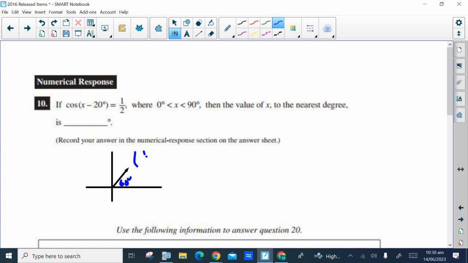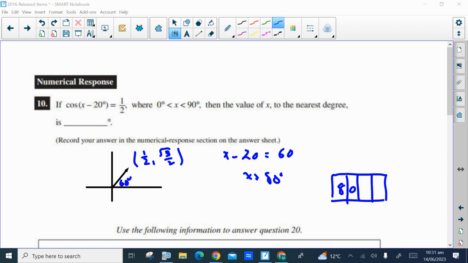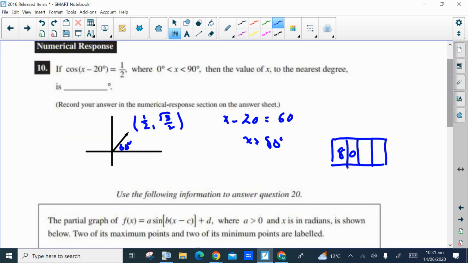The coordinates there are 1/2 comma root 3 over 2. So that is the cosine of 60. So x minus 20 has to equal 60. So therefore x will equal 80 degrees. Which means in this case you only have 2 digits to fill in. The last 2 boxes would be left blank. So just again recognizing that value of a half from some place on the unit circle.